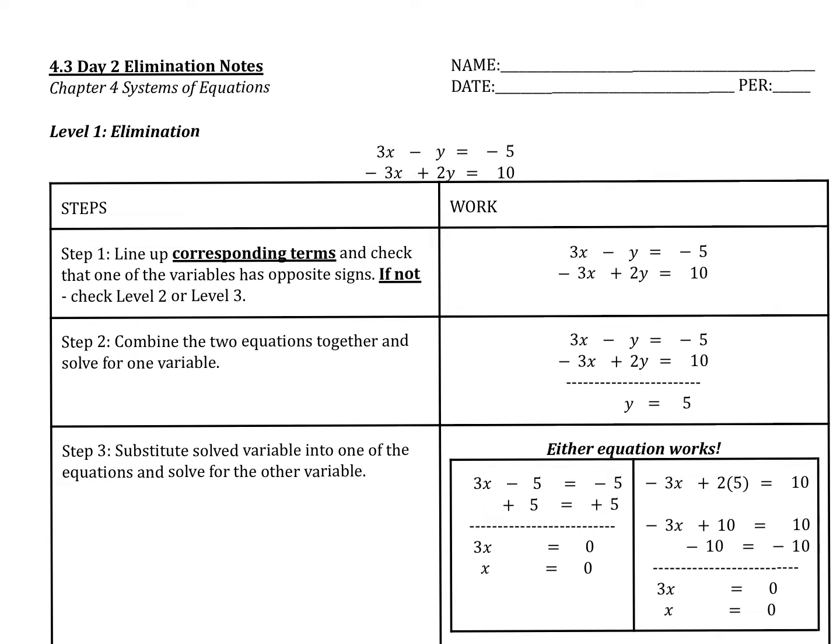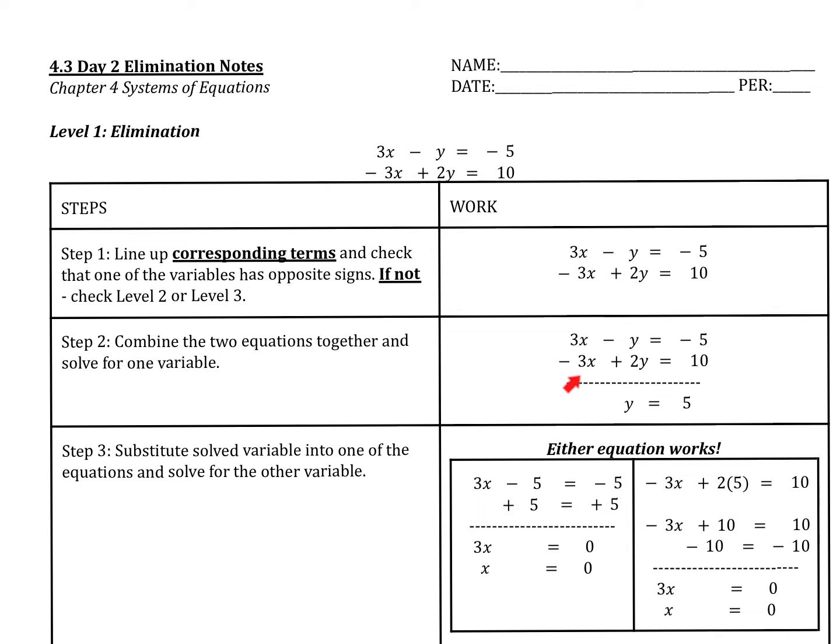Step number 1. Line up corresponding terms and check that one of the variables has opposite signs. If not, check level 2 or level 3. In this case, the x and x are aligned and the y are aligned. You can see that the 3x and 3x are the same number with opposite signs.